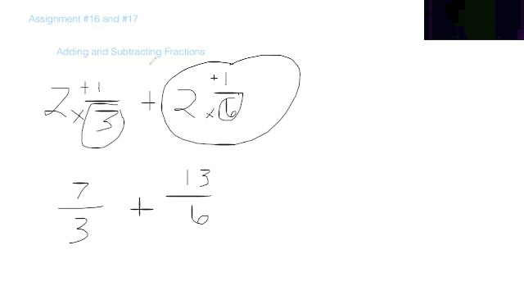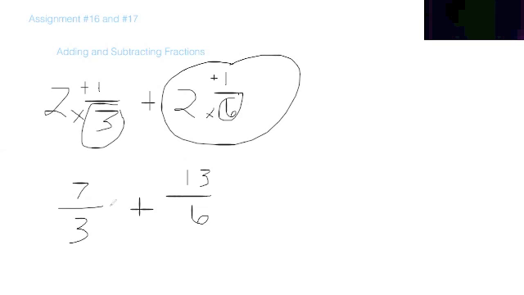So now this is your new problem. So now we have both of them are regular fractions. So 7 over 3 plus 13 over 6. Now you have to make sure, okay, before I do anything, is the bottom the same? And in this case, no, it's not. So you have to make them the same.